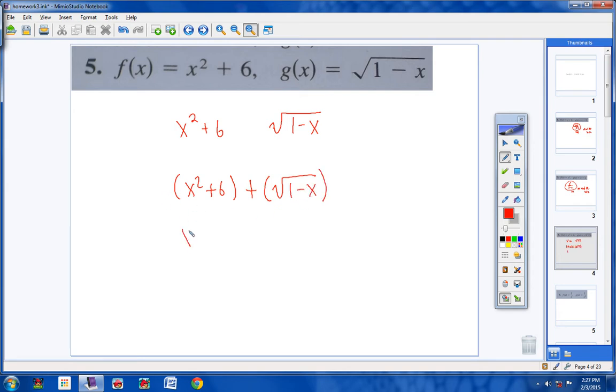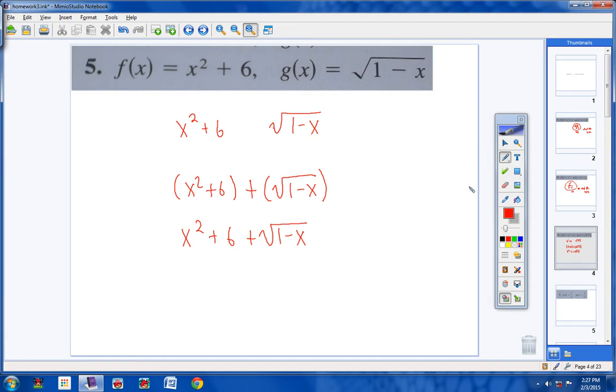Nothing out here, so we bring down our x squared plus 6. Positive sign here, so we bring down our square root. And there's nothing else you can do, students. There's nothing you can do with that, okay? That is your answer. Alright? So, there we go. Moving on now to subtraction.